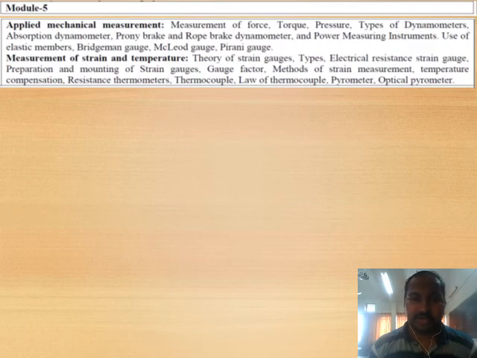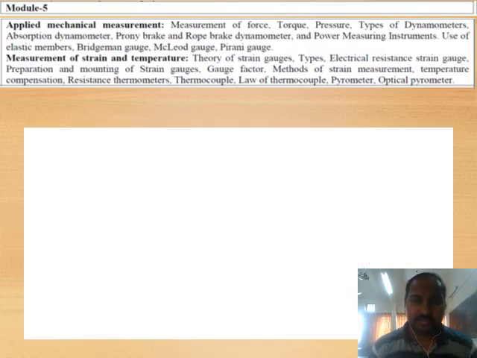force, torque, pressure, dynamometers, different types of dynamometers. Along with that, the types of pressure measuring instruments, elastic members, Bridgman gauges, McLeod gauges, Pirani gauge, etc. Also, the second part of module 5 encompasses the types of strain gauges, electrical strain gauge factor and temperature compensation, different preparation and mounting of strain gauges, methods of strain measurements, temperature compensations, resistance thermometers, thermocouple and the low parameters. All these things are discussed in module 5.